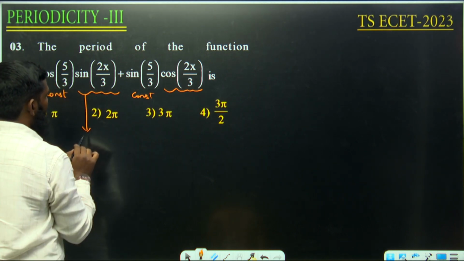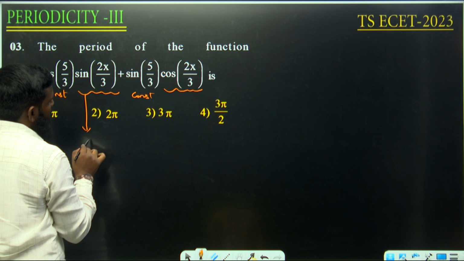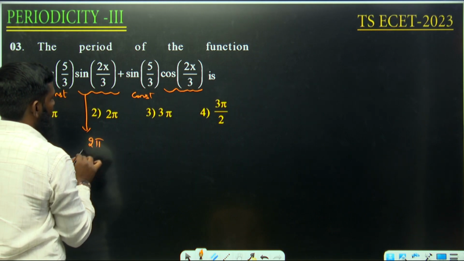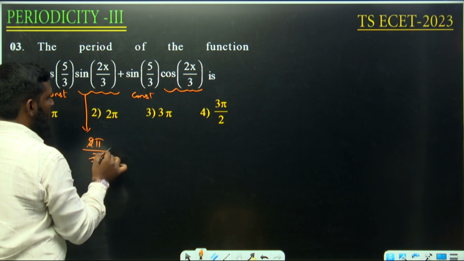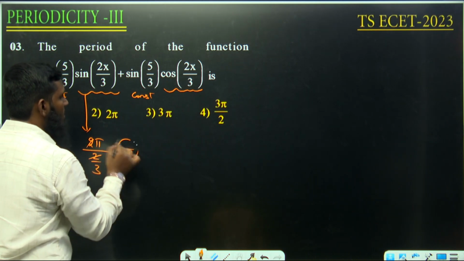So if you are finding the period for this part, what is the T value for the sine function? T means 2 pi divided by, what is the a value? 2 by 3. The 2 gets cancelled, 3 will go to the numerator. What is the answer? 3 pi.